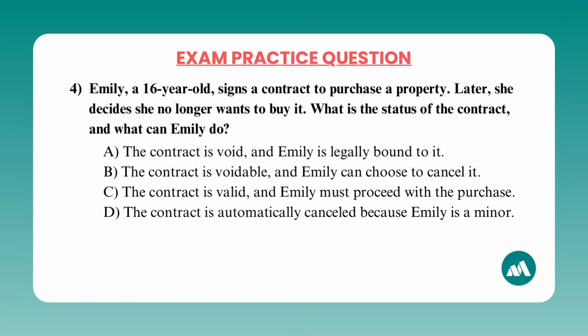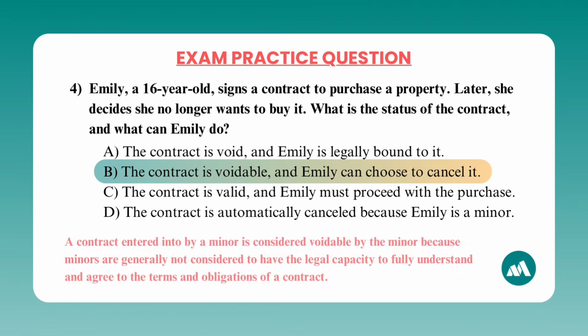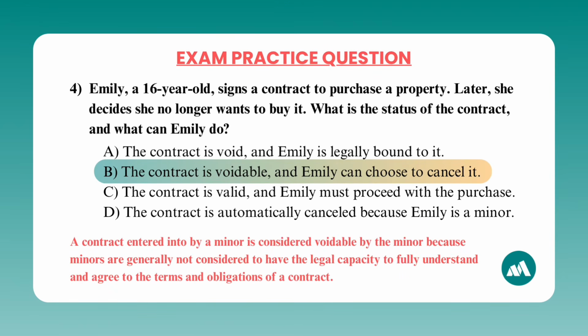The answer is B. The contract is voidable, and Emily can choose to cancel it. A contract entered into by a minor is considered voidable by the minor because minors are generally not considered to have the legal capacity to fully understand and agree to the terms and obligations of a contract.